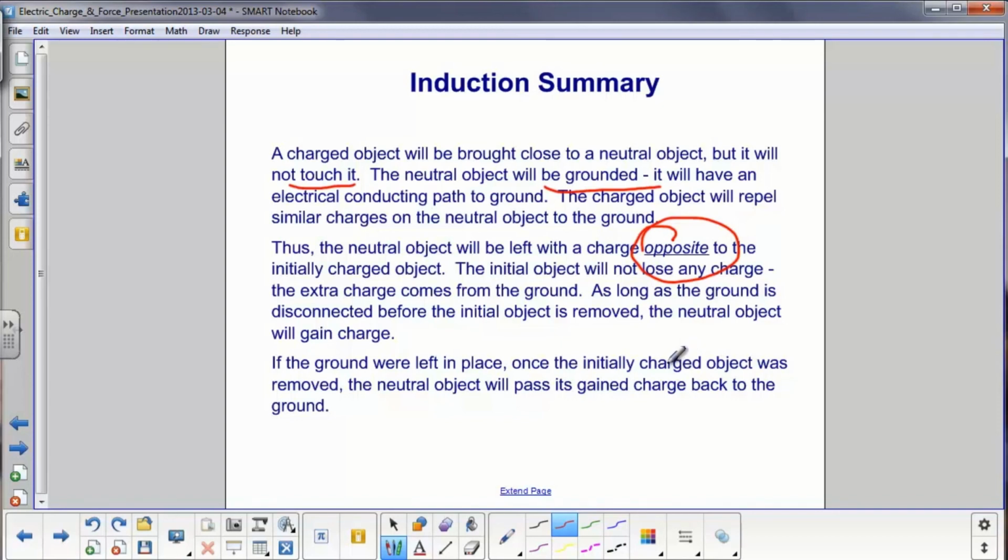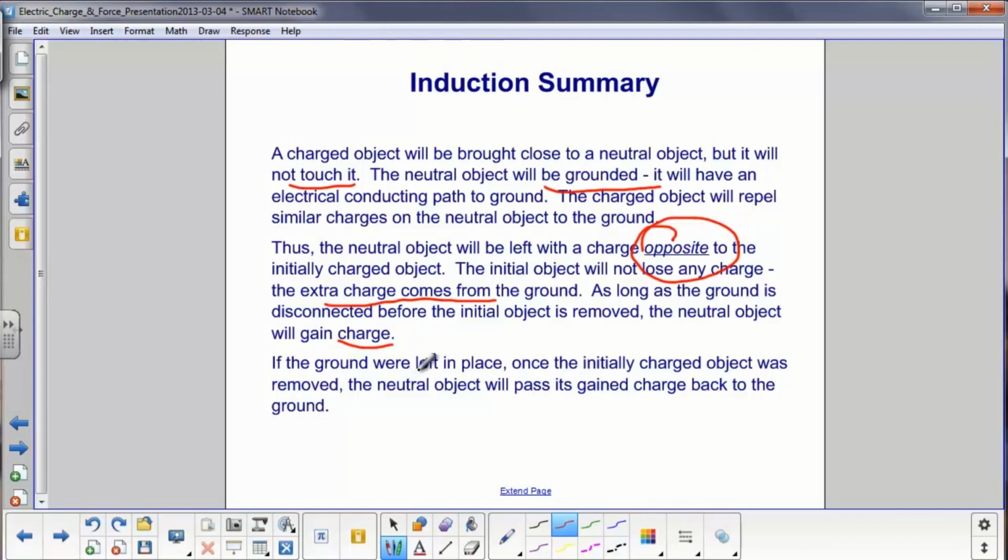In induction, the initial object, such as the rod, will not lose any charge. The extra charge that shows up on the sphere, or the initially neutral object, comes from the ground. And as long as the ground is disconnected before the initial object, the rod, is removed, the neutral object will gain charge. Of course, if you leave the ground there and pull the rod away, the extra charge will flow either to or from the ground, and it will stay neutral.